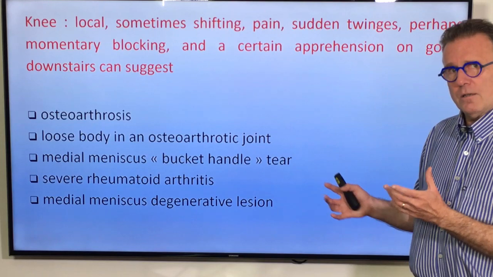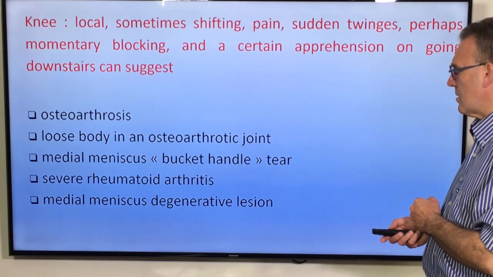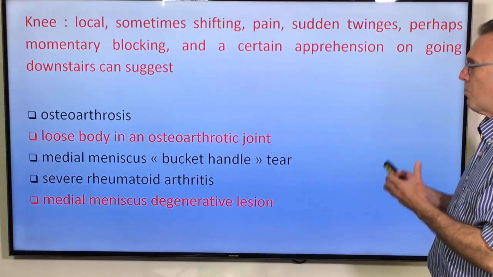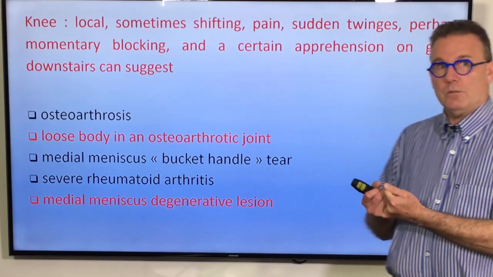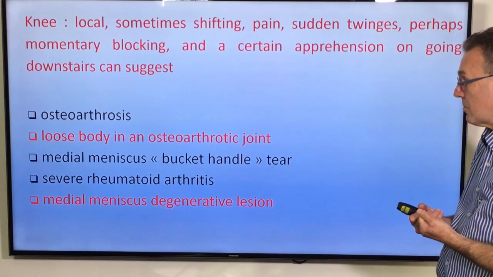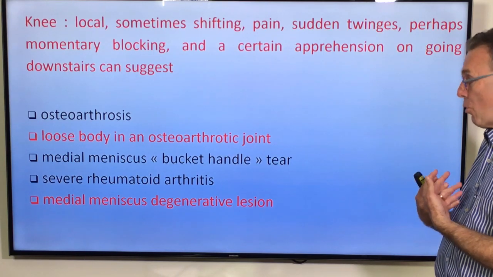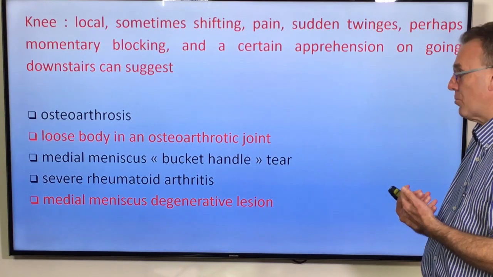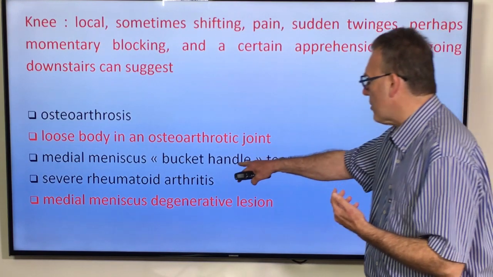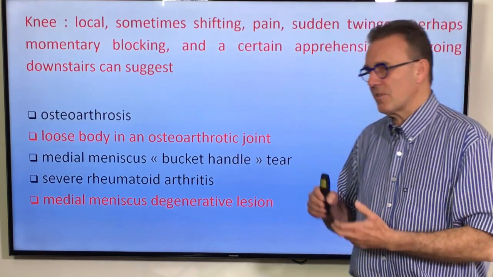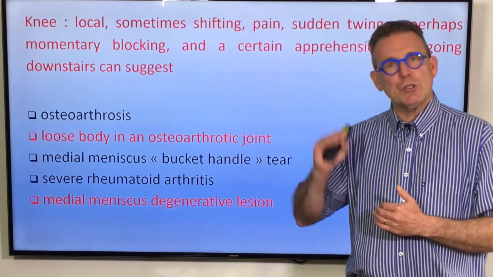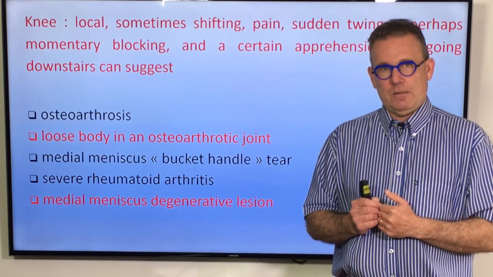Okay, by now you should know the answer. So the most obvious things are loose body in an arthrotic joint and the most common meniscal problems. For instance, the bucket handle meniscal problem, the clinical image is a little bit different. This is much more acute, this is totally different. Yeah? Okay?